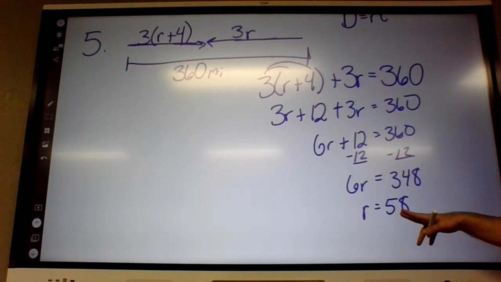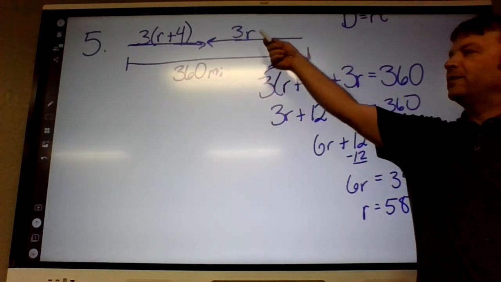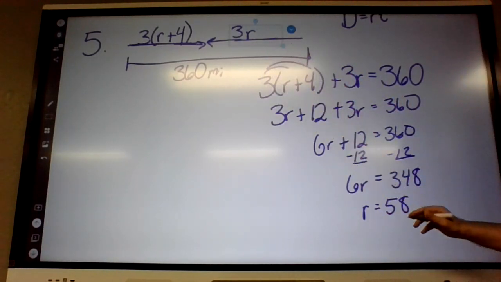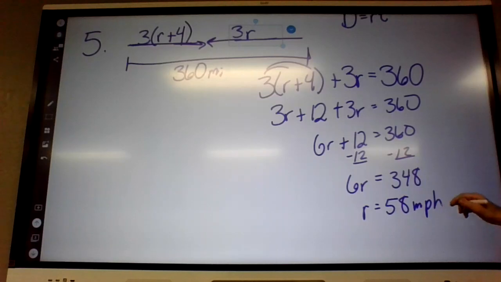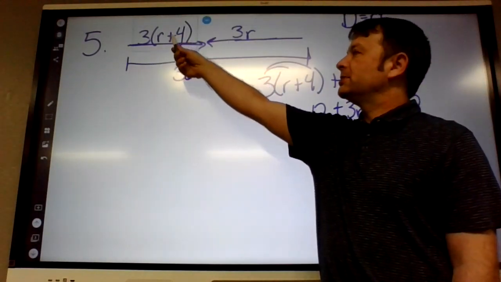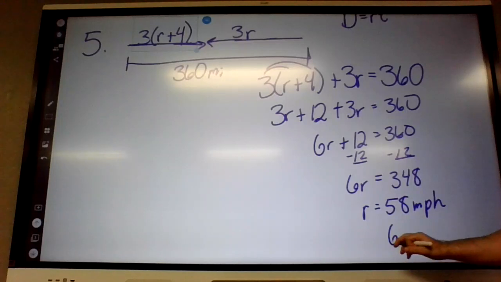Okay, so I got R is 58. What does that stand for? The rate. You have to plug it into the second vehicle. So that's 58 miles per hour. So what's the other car's rate? R plus 4. 64. No, 62. Yeah, I can't count.